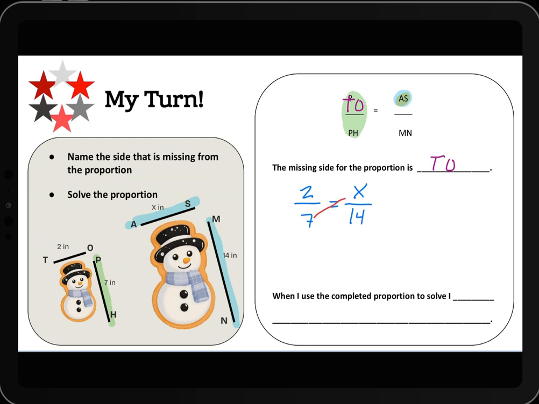Again, we're going to cross multiply here. So there we end up with 7x is equal to 28. And then we will divide by 7 on both sides, and that is going to give us x equals 4. So when I use the completed proportion to solve, I found that x is equal to 4. That is what I found.